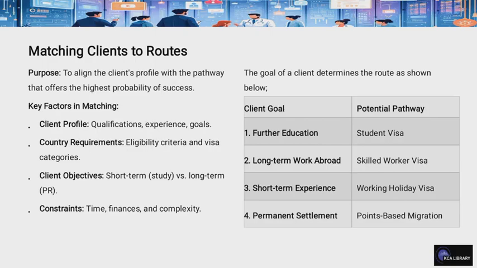The goal of a client determines the route, as shown below. If the goal is to further education, the potential pathway is the student visa. If it is long-term work abroad, it's going to be a skilled worker visa. If it's a short-term experience, it's going to be a working holiday visa. And lastly, if it is permanent settlement, it's going to be point-based migration.